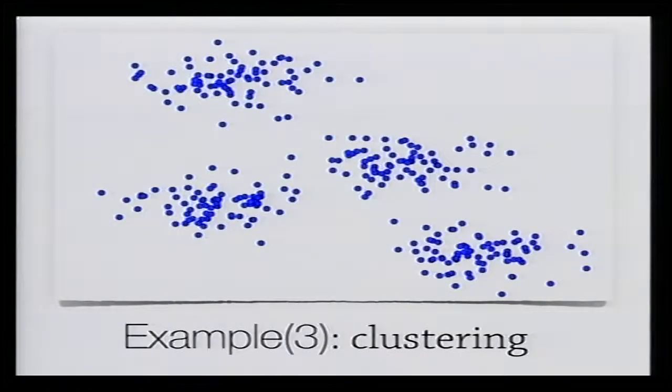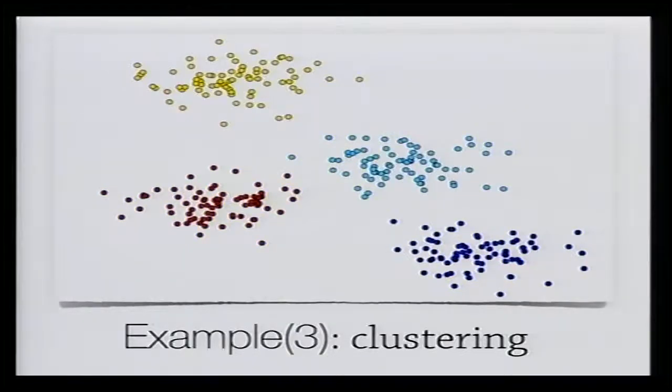Another well-known machine learning technique is clustering. The clustering problem says that we have data distributed in space, the blue dots, and we want to end up with an organization of the data like this, for instance. So we want an algorithm that is able to identify the different groups in the data.